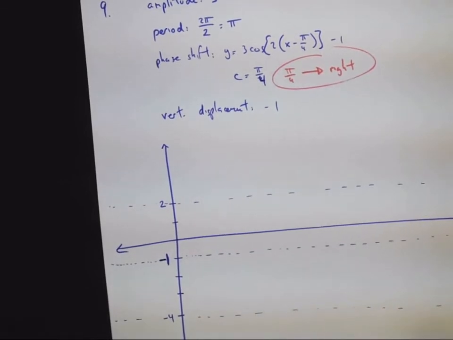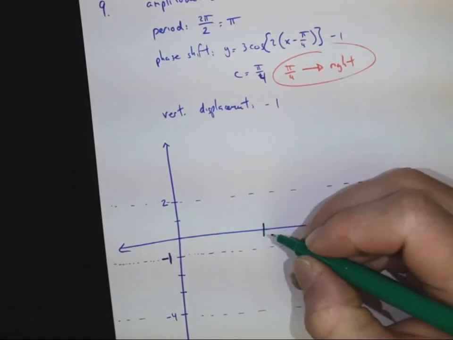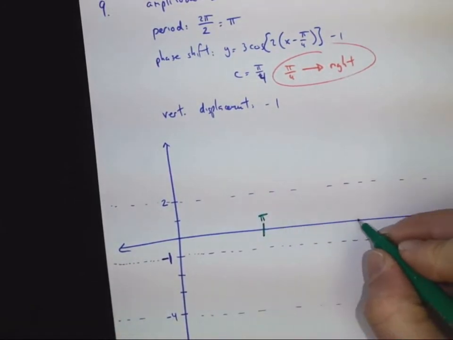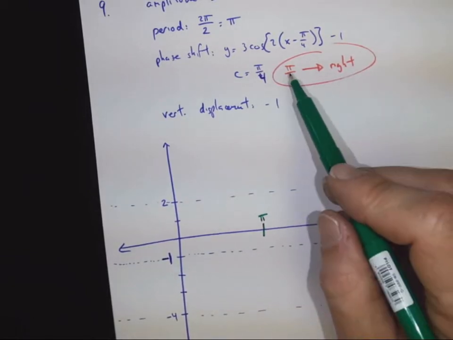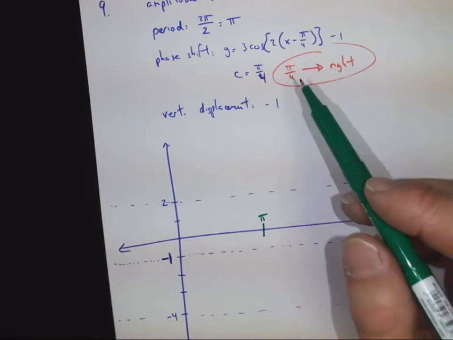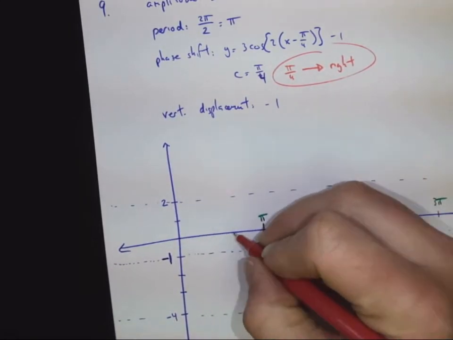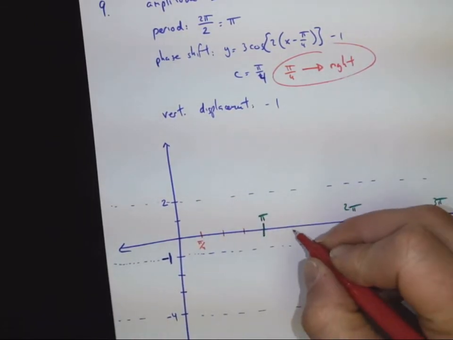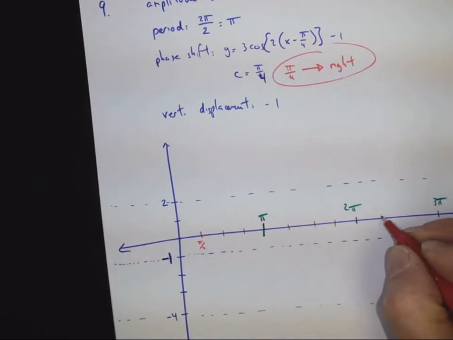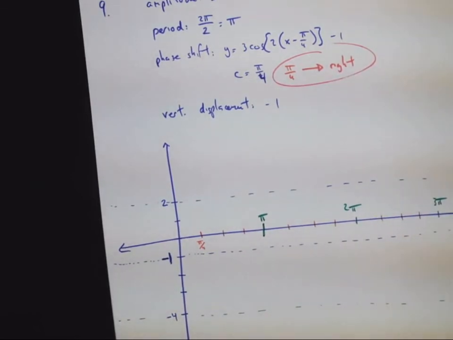All right. So the next thing to do is to say, okay, well, my period is pi. So I know it's going to repeat itself every pi units. So I'm going to maybe label pi, 2 pi, and we'll say 3 pi. Cool. And the last thing is that I know that I have to shift pi by 4 to the right. So what I'm going to do is divide this pi, this period, into quarters. And that helps me when I need to shift it a quarter of a unit to the right. Okay. That's most of the things I want to start with, and it kind of helps me.